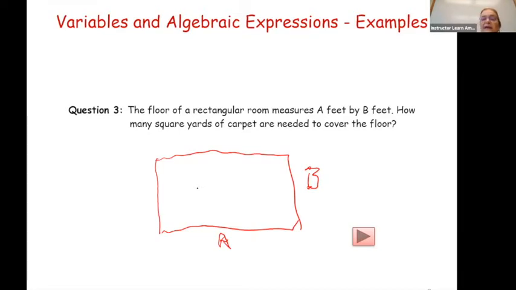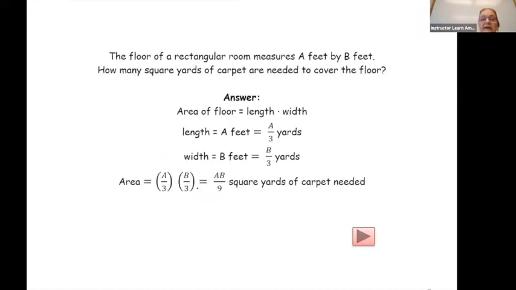Well, if we multiply the A by the B, we're going to get square feet, and then we have to convert to square yards. So let's take a look at how that works out. We have that the area of the floor will be the length times the width. We multiply the A by the B, and that would give us square feet. So we have to divide each by 3 to turn it into yards. Then if we multiply A over 3 yards by B over 3 yards, we would get AB over 9 square yards of the carpet that are needed.